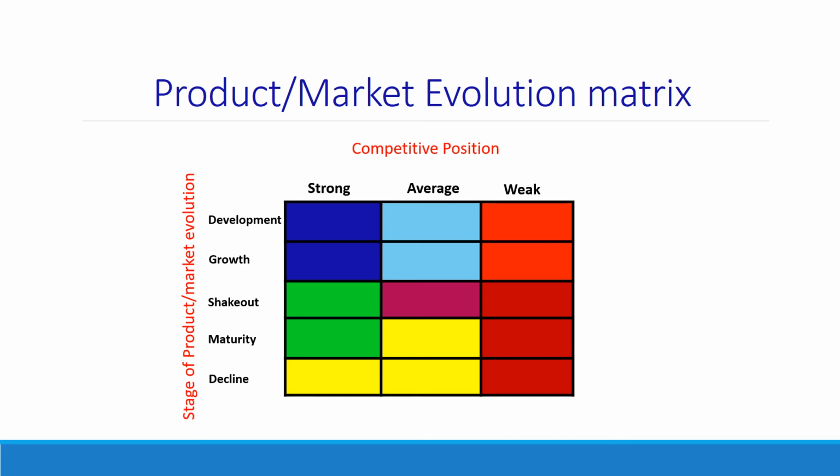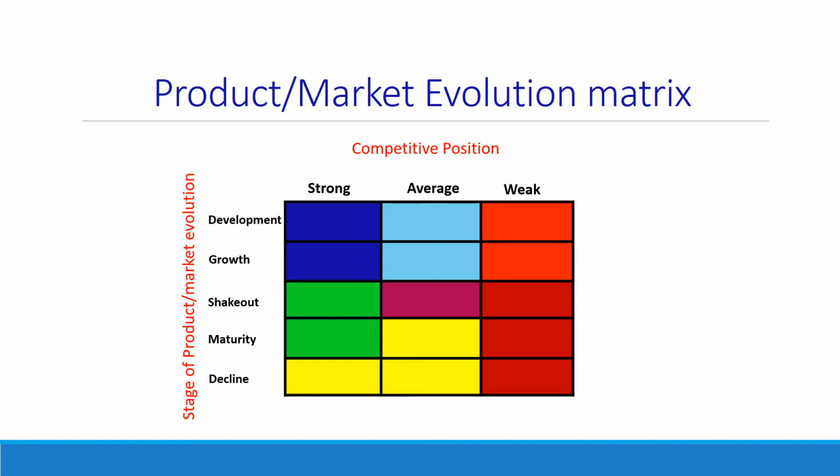So the businesses falling in the strong competitive position and the development and growth market may be the future winners. The business units coming in the dark blue area may be future winners. And those businesses falling in the average competitive position and in the development and growth market may be converted into future winners by increasing their competitive position. They have an average competitive position, but this can be increased and then they can also be converted into future winners. So this is a position having scope for improvement.